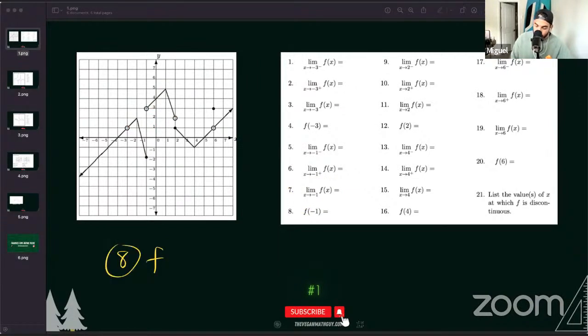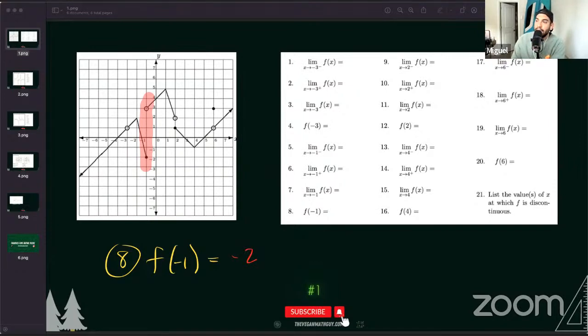But number 8, they're asking us for f of -1. So let's go ahead and go to our graph, and they're asking for the y value when x is equal to -1. So it's one of these points. It's either going to be the hole or the closed circle. Because you have two options, the hole and the closed circle, it has to be the closed circle because it's defined there. So the answer is -2.